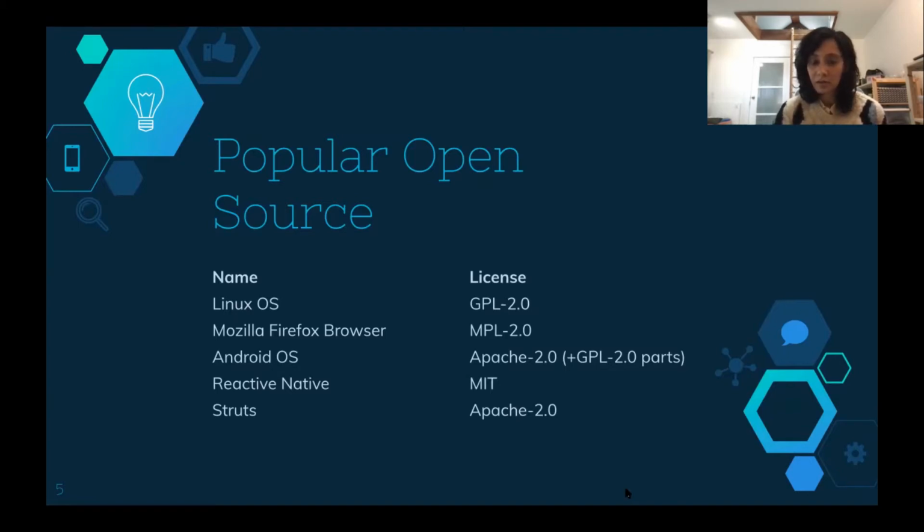And Android OS is Apache 2.0. It does have some GPL kernel parts as well. React Native is MIT licensed, and Apache Struts is Apache 2.0. So each of these licenses has a different meaning in how you use these products, right? So it becomes important when you're using these products to build your own products and distributing those products out there again, right?